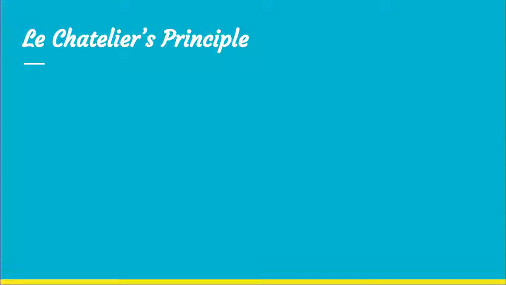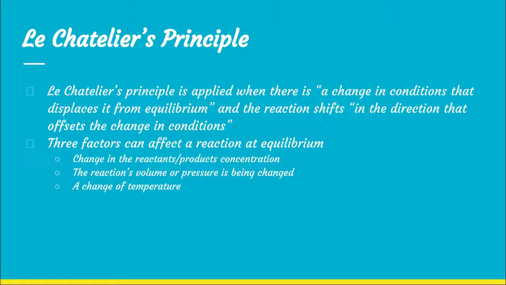The Le Chatelier principle is applied when there is a change in conditions that displaces it from equilibrium, and the reaction shifts in a direction that offsets the change in conditions. So that means that originally a reaction is at equilibrium, but then something happens and it causes it not to be at equilibrium. And the reaction wants to get back to equilibrium, so it does whatever it can, thus shifting to return back to equilibrium.